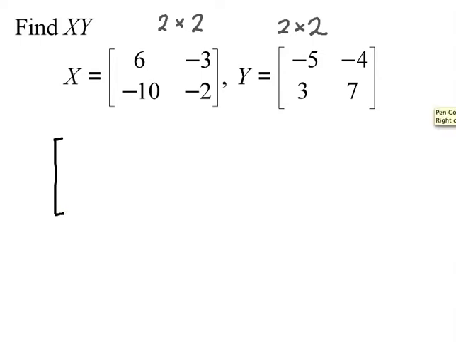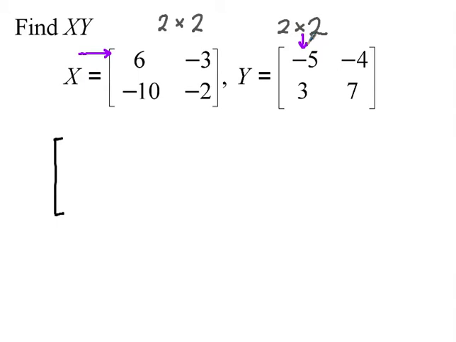Okay, so let's go ahead and start. You are always going to start with the first matrix. The first matrix will deal with rows only. The second matrix will deal with columns. So rows with the first, columns with the second. So I'm going to take row 1 times column 1.